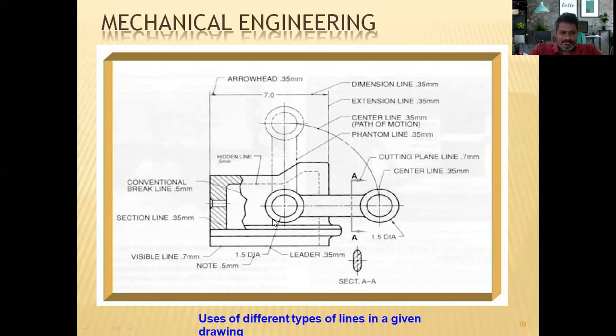It looks like this. So these are the different lines we come across and need to use while making an engineering drawing. As you can see here: dotted line, dashed line, center line, then section lines, visible lines, then dimension lines, extension lines, cutting planes, and center lines. All these are the lines that we have to use in future.